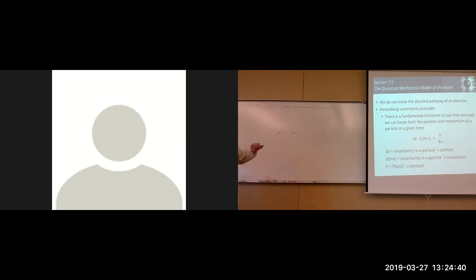Right? So if you can make this one really small, like where is it? This one goes way up. So the uncertainty in the momentum is huge if you know where it is. And if you know its momentum or how fast it is going, then you can't really find out where it is. And it's more significant the smaller the particle. For something as big as you and me, the uncertainty is greater than h over 4 pi, and neither factor is significant. That's why for big objects, you can tell where they are and how fast they're moving. But for very small objects, like electrons, you cannot know both. That's Heisenberg's uncertainty principle.